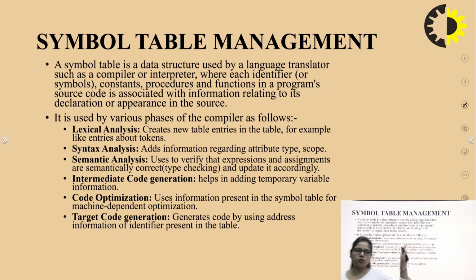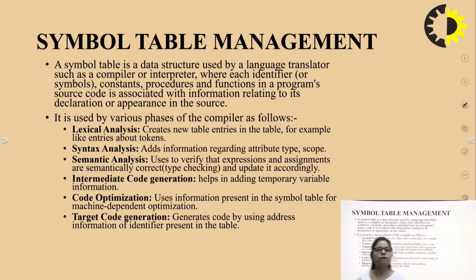I have referred to the diagram, where we have the symbol table and error handler. Now I'll explain what a symbol table is, how we manage a symbol table, and why we need to manage it. First of all, a symbol table is a data structure used by a language translator such as a compiler or an interpreter, where each identifier or symbol, constants, procedures and functions in a program source code is associated with information relating to its declaration or appearance in the source.